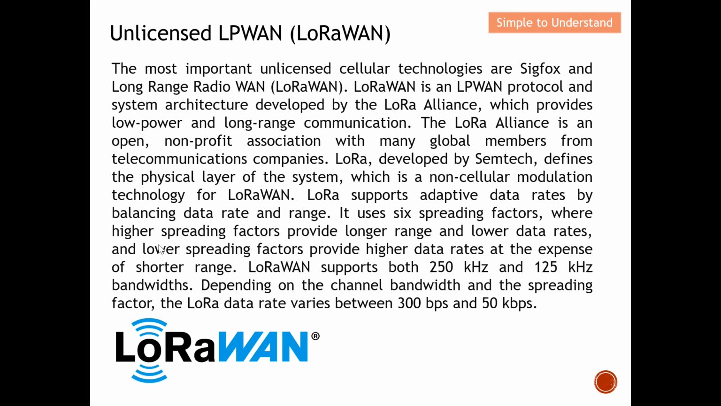For the lower spreading factors, they can carry more data, however they can only carry it over a shorter range. LoRaWAN supports both 250 kHz and 125 kHz. So over here you can see that, for example, a lower spreading factor has a bandwidth of 250 kHz, while a higher spreading factor, for example 12, has a lesser bandwidth, in this case 125 kHz. Depending on the channel bandwidth and the spreading factor, the throughput for LoRa is between 300 bits per second and 50 kilobits per second.